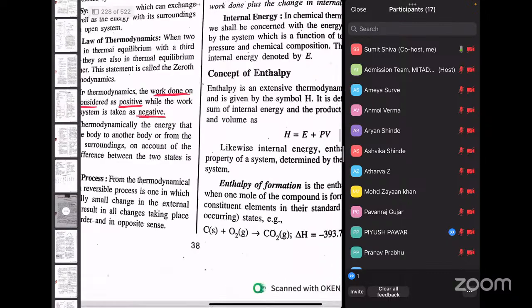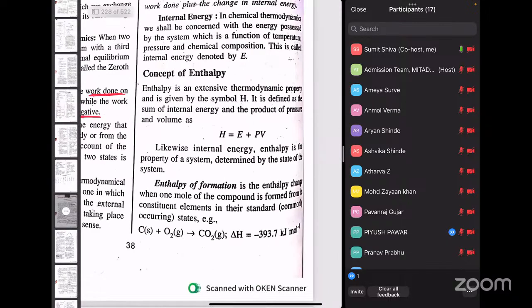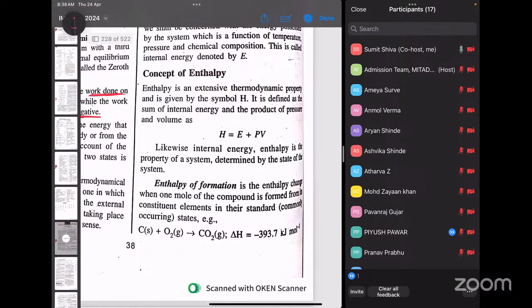This is a very important formula here. Enthalpy H is equal to internal energy plus P into V. Are you getting it? H is equal to U plus PV, where U is internal energy, PV can be taken as work done, and H is the enthalpy.